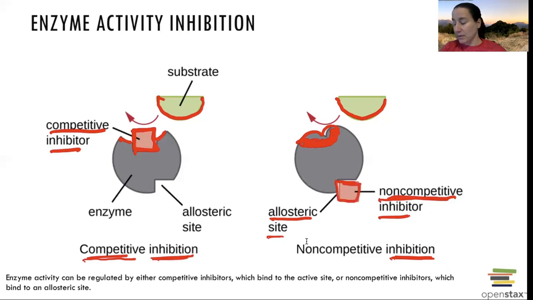So allosteric inhibition is the same thing as non-competitive inhibition. These are the same terms. Non-competitive inhibition, allosteric inhibition. And inhibition means that the enzyme is blocked at the active site and it cannot attach on and produce some products with that substrate.